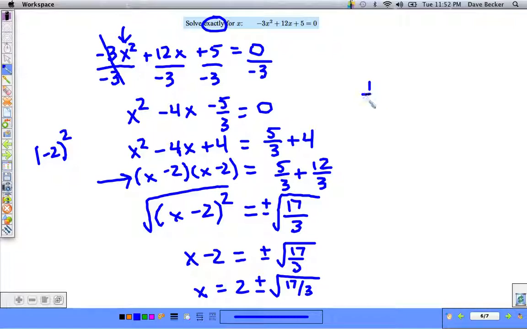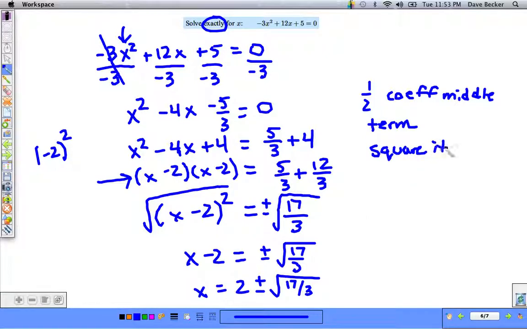Okay, so half the coefficient of the middle term, square it, add to both sides, so we have that, factor, and then from there it's easy.